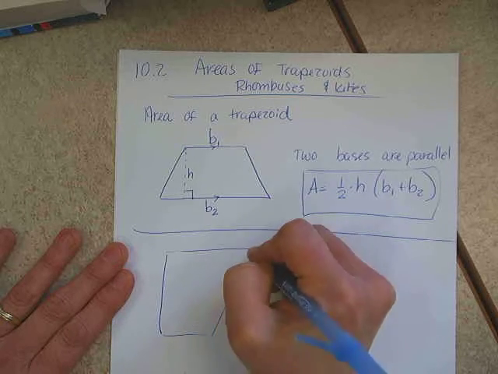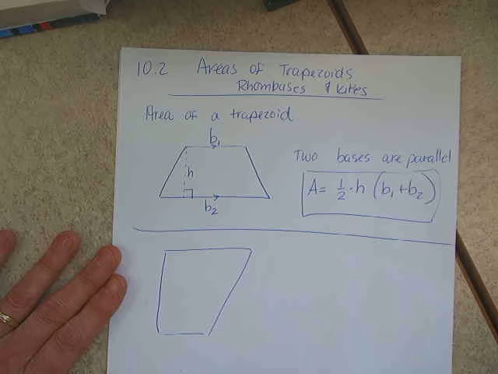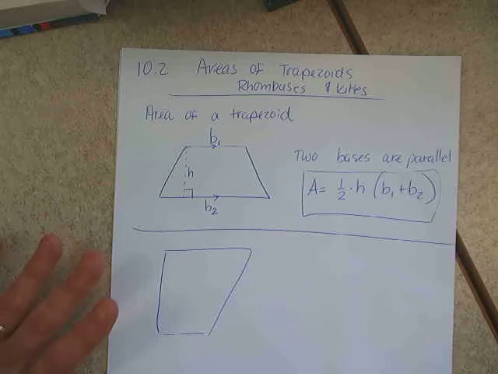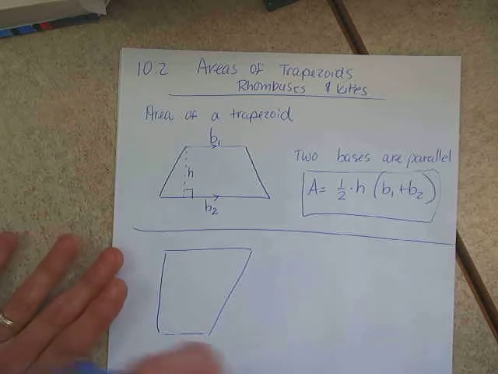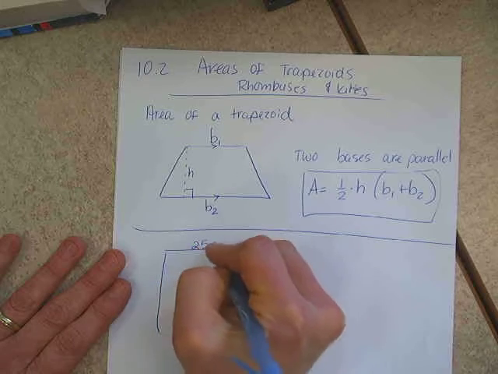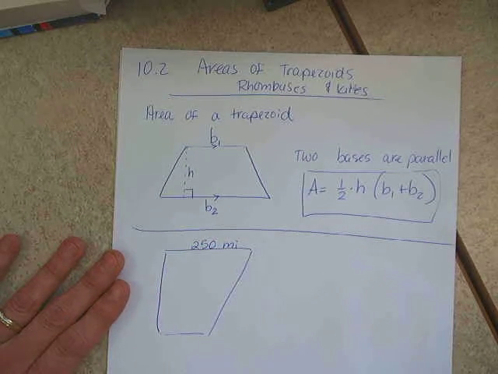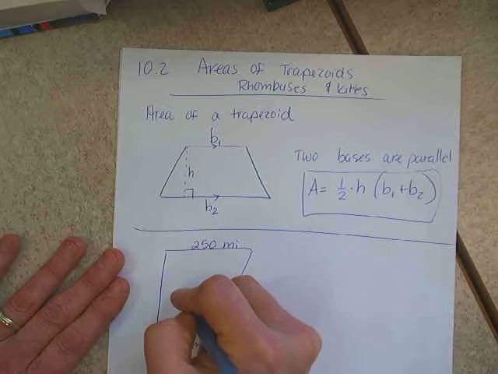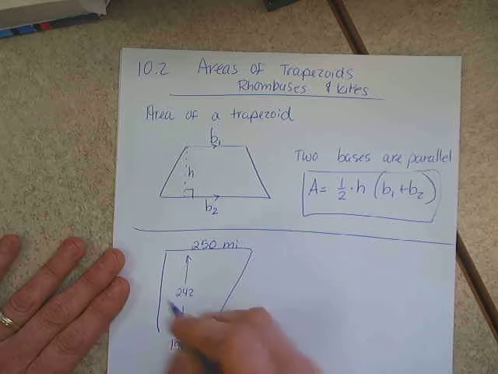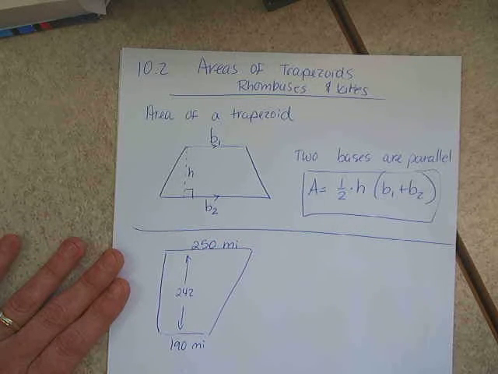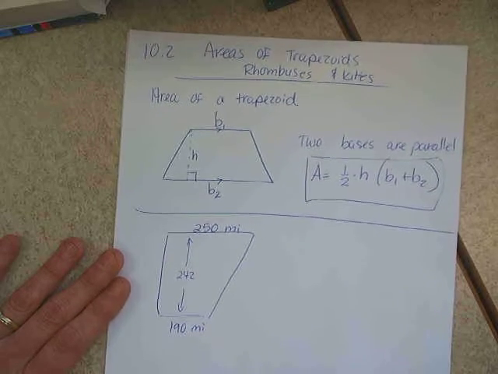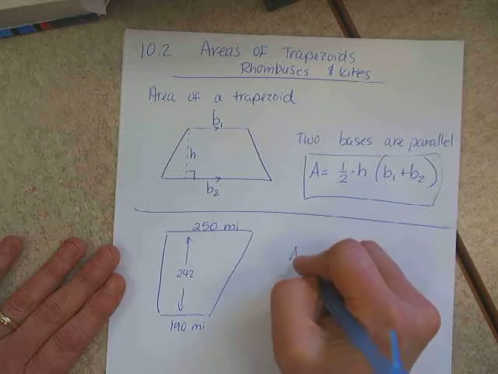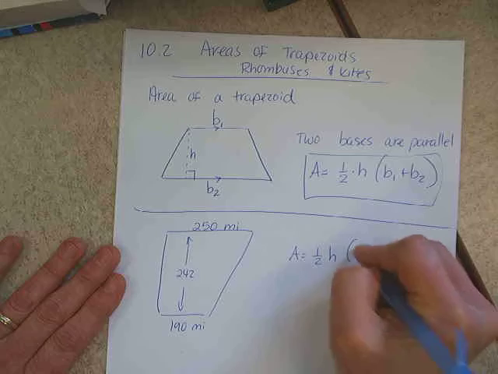In the book, they have a drawing, which I found kind of interesting. Arkansas is apparently about the shape of a trapezoid. Not exactly, I mean, no state is exact in anything. But estimating the area of Arkansas, they found that the top border is 250 miles, the bottom is 190 miles, and from north to south is 242 miles. So you could estimate the area of Arkansas using the area of a trapezoid.